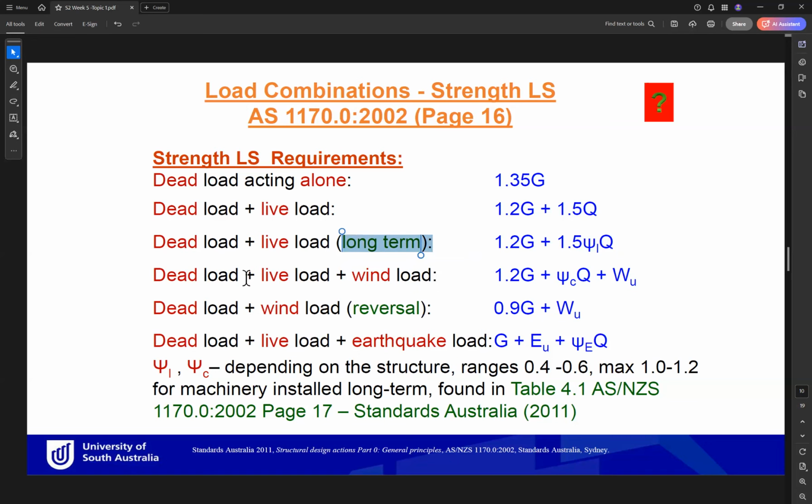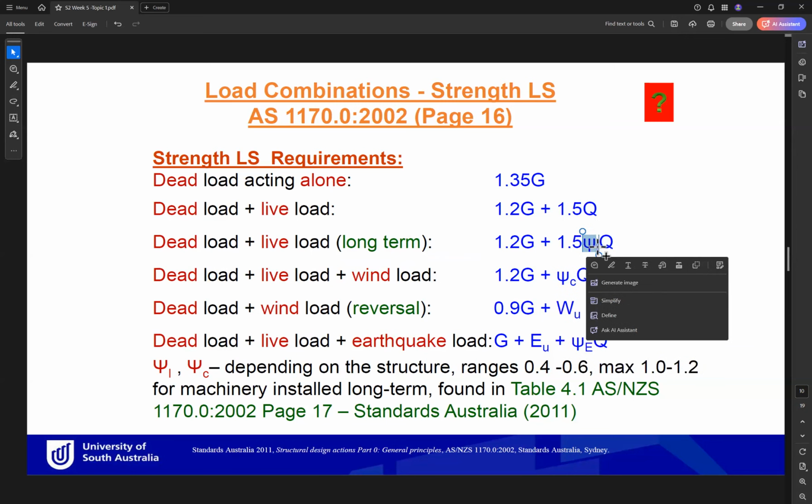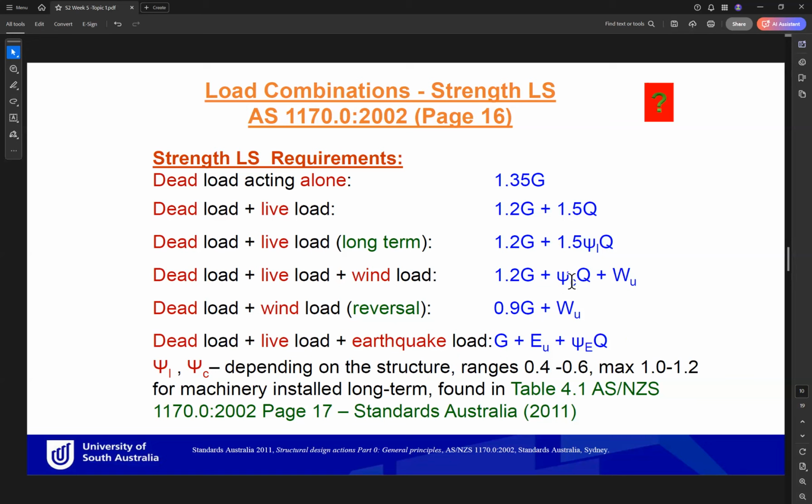Another one: if we have a combination of dead load, live load, and wind load, we have 1.2 G, psi c Q, and Wu. Wu is the ultimate wind load, u for ultimate. Psi c is similar to psi l, but l is for long term and psi c is for combination or combined. So this is the fourth one.